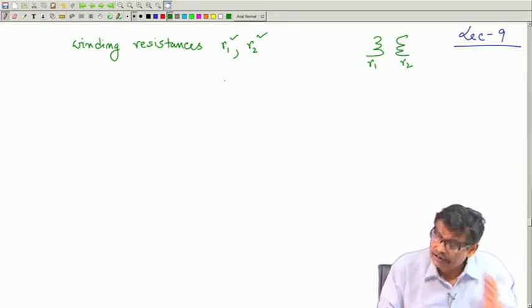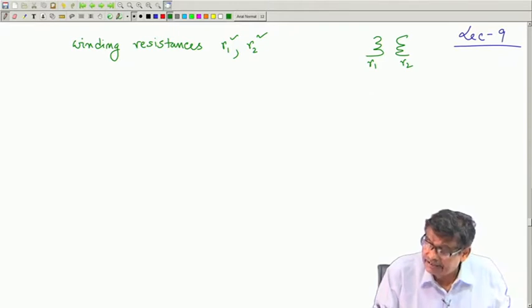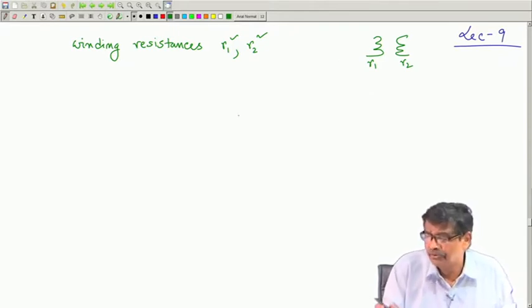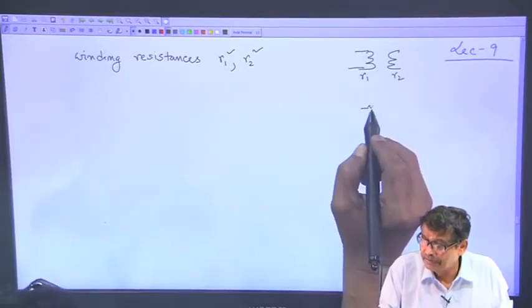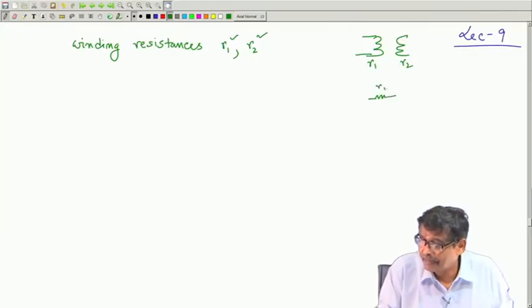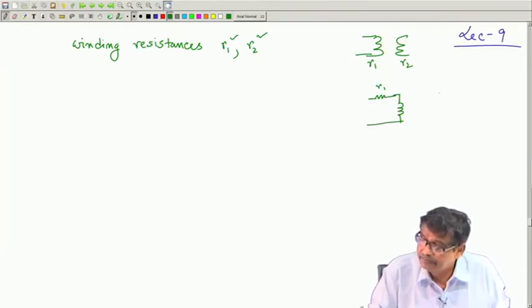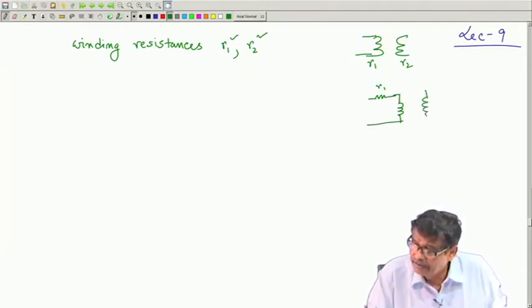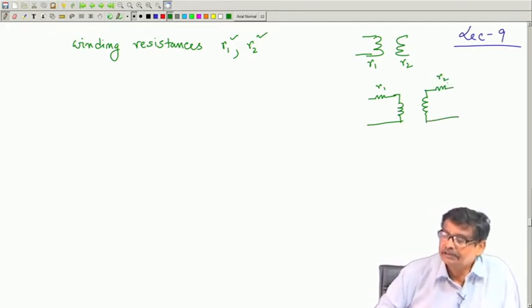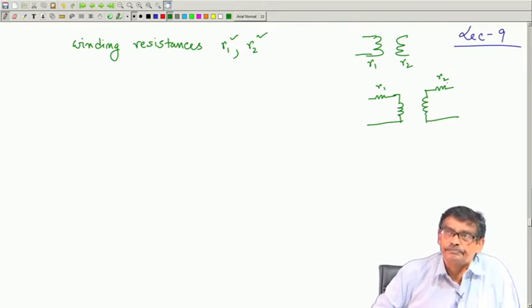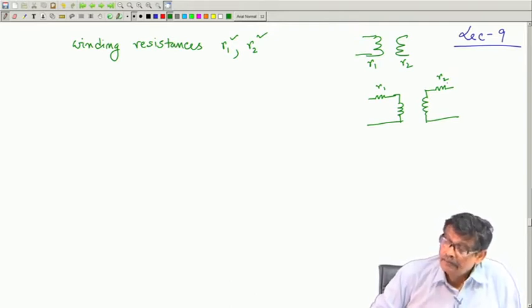And it looks like this resistance, which is of course distributed, can be considered to be lumped, and I can show it like this. Similarly, for this coil, I will consider this resistance to be lumped and represent it like this. This is how I can represent it.